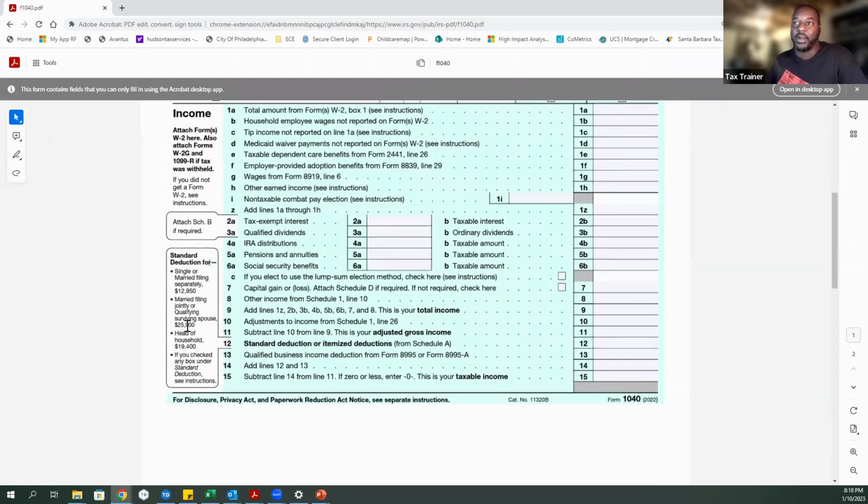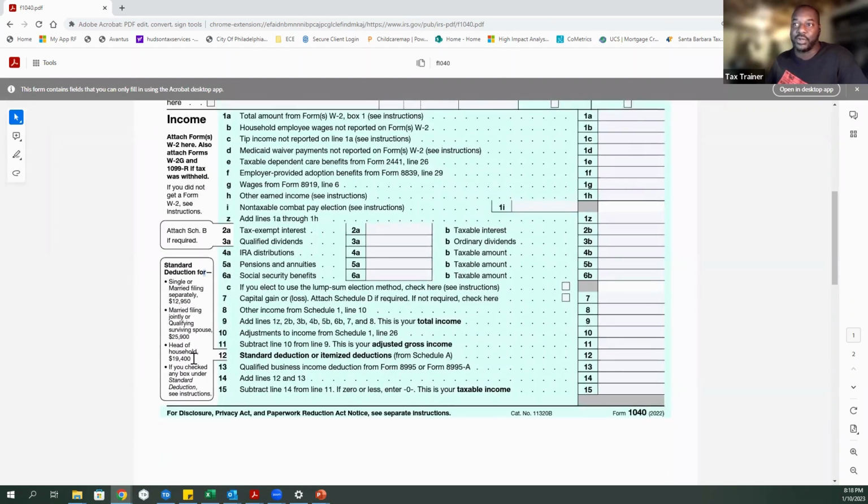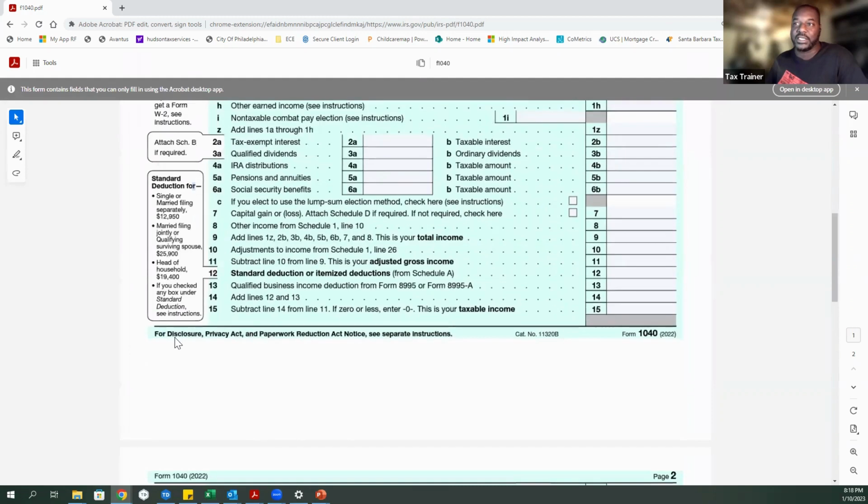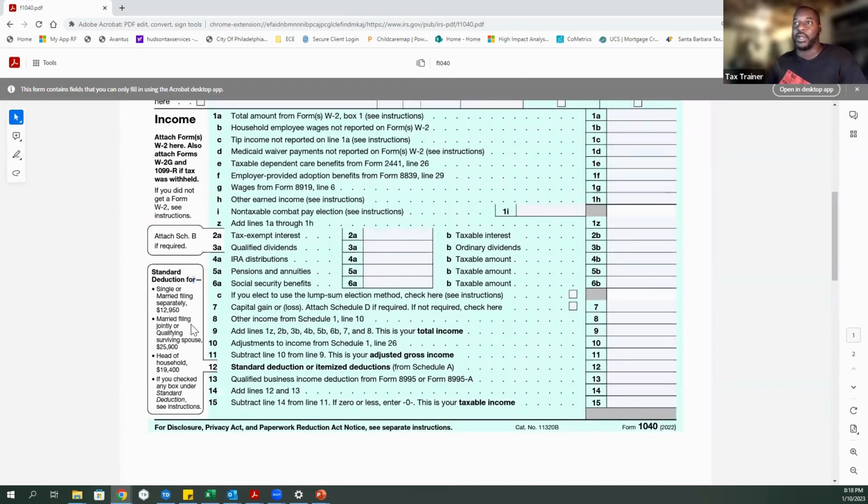$12,950. If I'm married, it's $25,900. If I'm head of household, it's $19,400, right? Depending on my filing status is my standard deduction. Your standard deduction comes in over here, line 12, right? So let's say I made $30,000. I had $30,000 in wages that would go up in box 1.